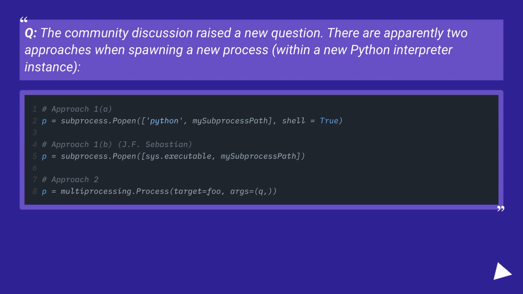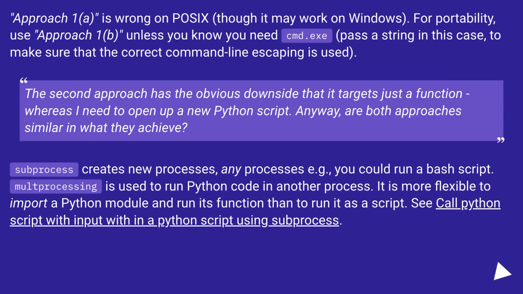Q. The community discussion raised a new question. There are apparently two approaches when spawning a new process within a new Python interpreter instance. Approach 1A is wrong on POSIX, though it may work on Windows. For portability, use Approach 1B unless you know you need cmd.exe; pass a string in this case, to make sure that the correct command line escaping is used.